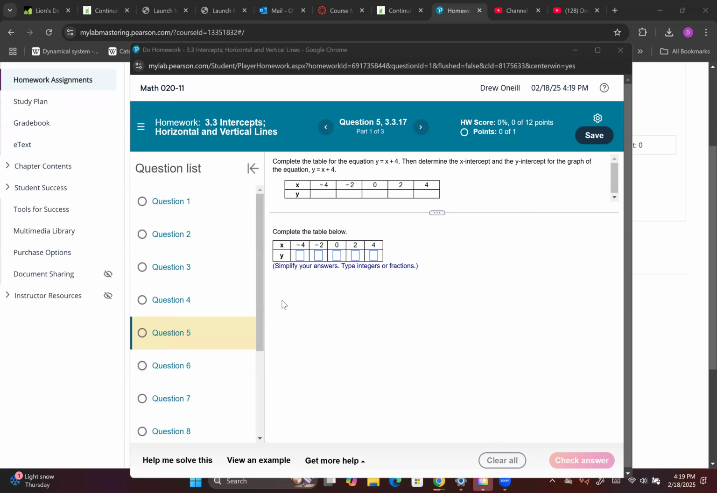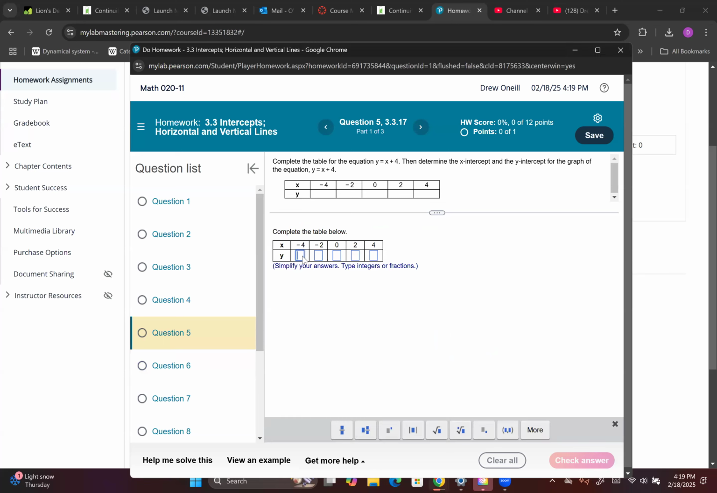Let's do this, right? So if we plug in -4, we would get y is 0. Plug in -2, we get y is 2. Plug in x is 0, you get 4. And you can see there's a pattern. It's increasing by 2, so it's 0, 2, 4. The next one's 6. And that only works when they're lines, okay?